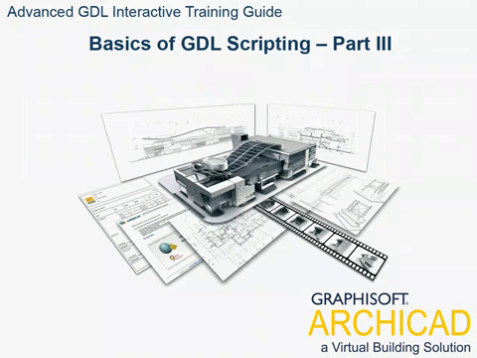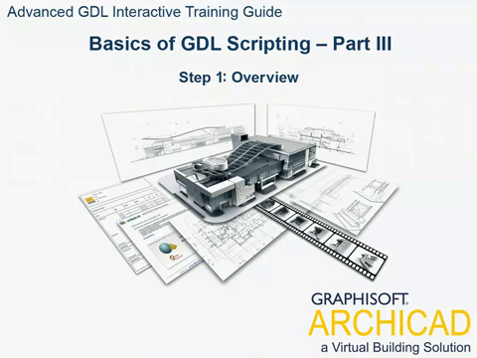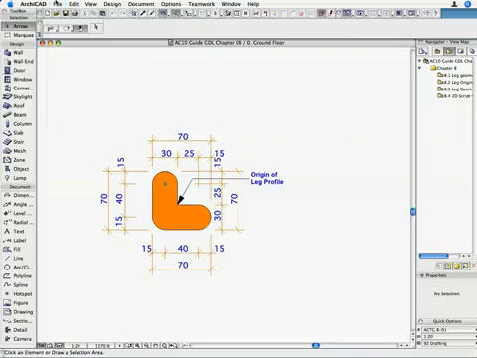This lesson demonstrates the following basic object-making techniques: structuring scripts for better readability, using comments in scripts, functions of buttons available in script windows, using the add command in the 3D script, using the poly2_b command in the 2D script, using status codes in 2D script commands, using the hotspot2 command in the 2D script, using commands prism_command and so-called status codes to control the visibility of individual surfaces and edges of objects in 3D.